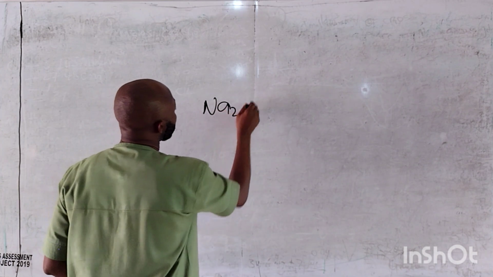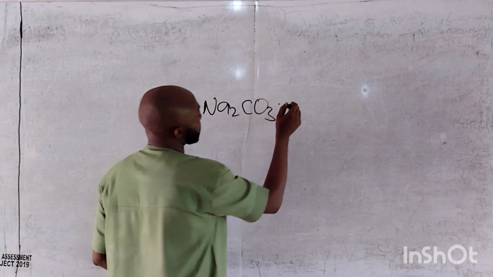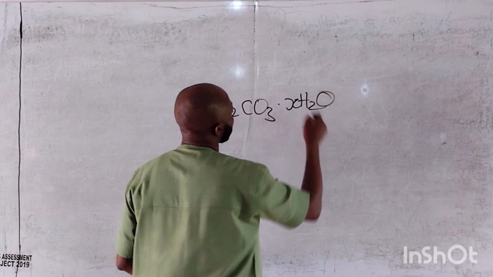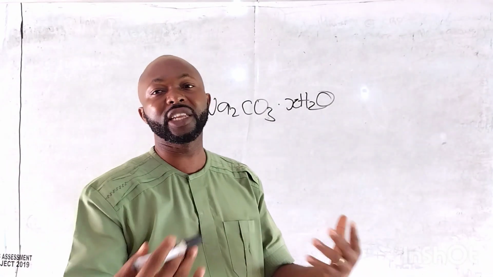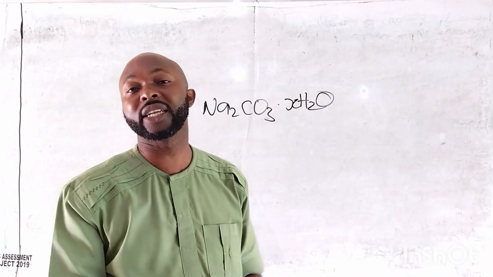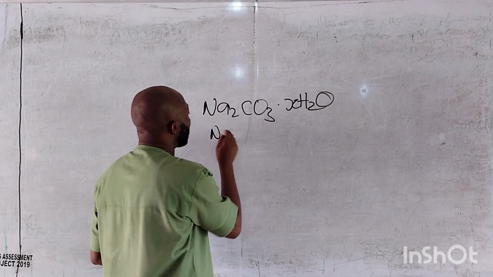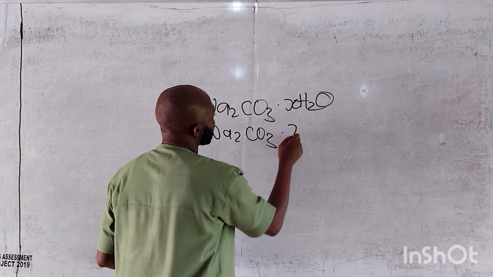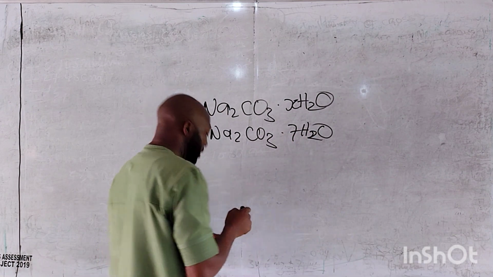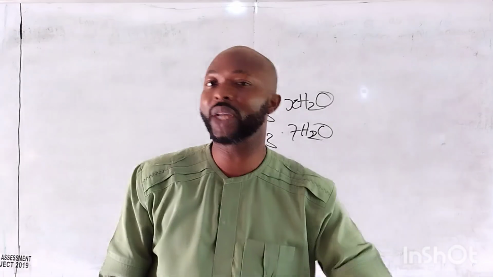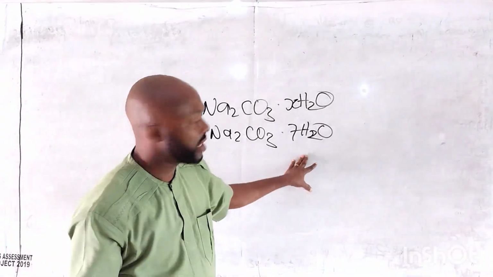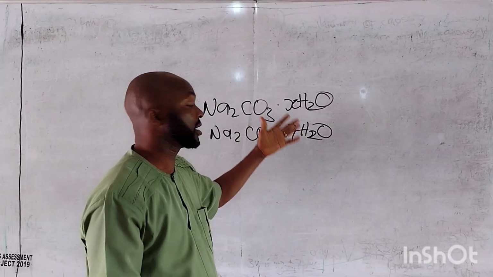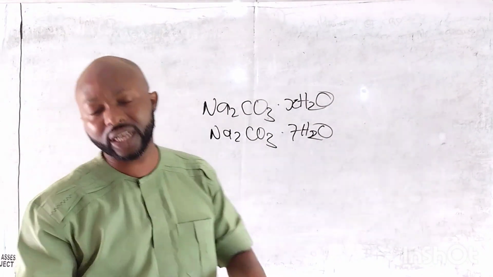Let's take, for example, something like disodium trioxocarbonate(IV), Na2CO3.XH2O. The X here is the unknown number of moles of water present in the salt. Now, if we have determined the value of X and we presume it to be like 7, for example, this becomes Na2CO3.7H2O. This 7 means there are 7 moles of water present, and the compound now becomes disodium trioxocarbonate(IV) heptahydrate. If it is 5, pentahydrate; if it is 10, decahydrate, and so on and so forth. So that is how we determine that.